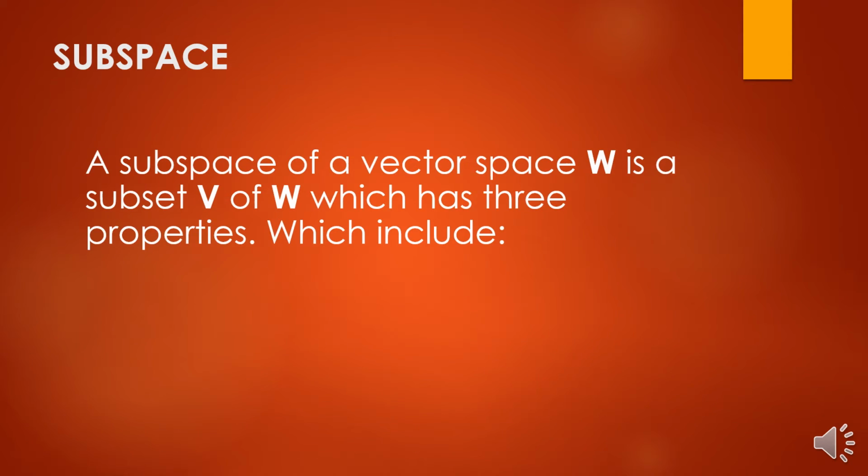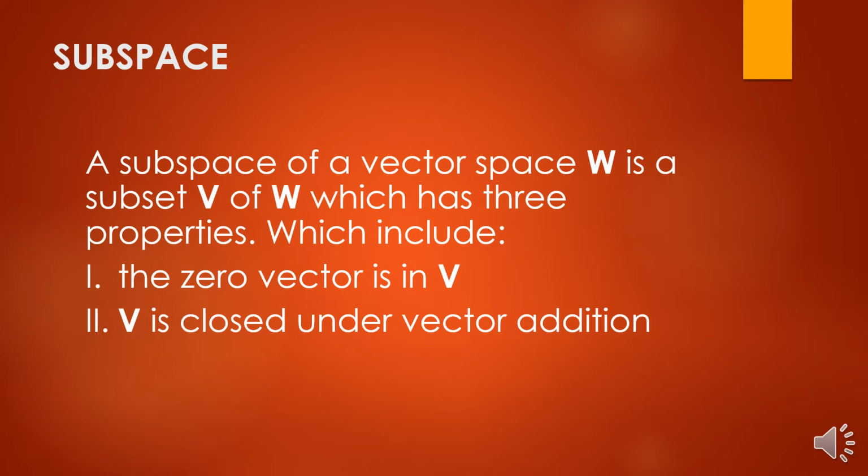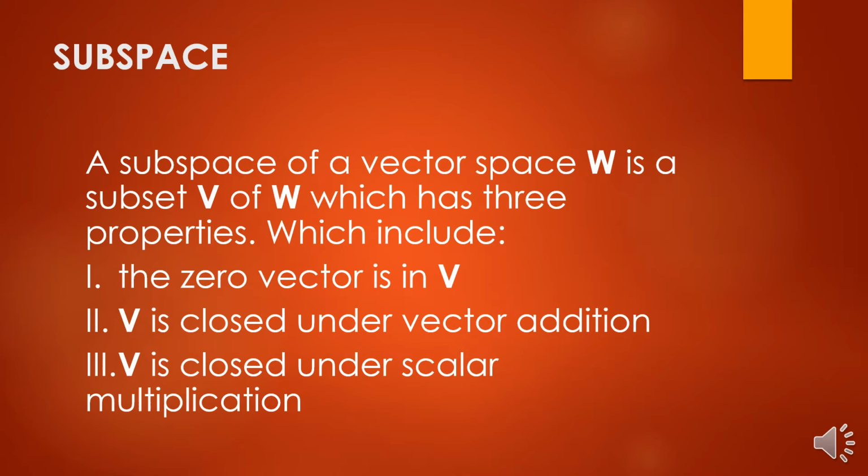When we come to a subspace, what do we mean by a subspace? A subspace of a vector space W is a subset V of W which has 3 properties. And what are those properties? If it is to be a subspace, the first one, there must be a zero vector in V. The second one, V must be closed under vector addition, and then the third one, V must be closed under scalar multiplication.